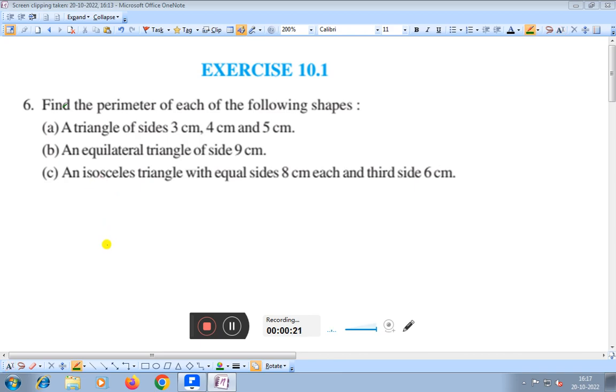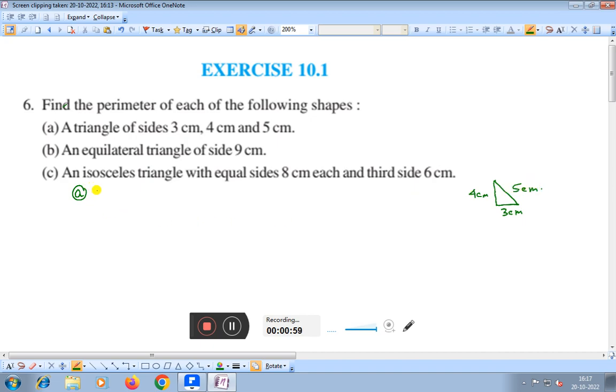Right. Let us find the solution of question number 6a. 6a is a triangle. The triangle has sides of 3 centimeter, 4 centimeter and 5 centimeter, right?